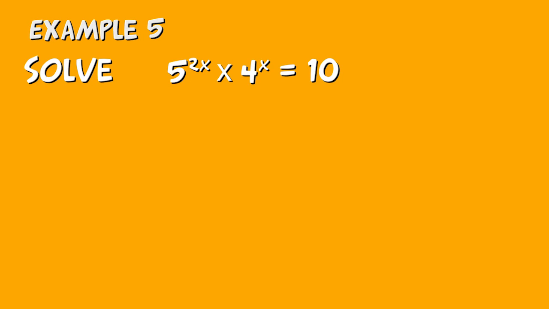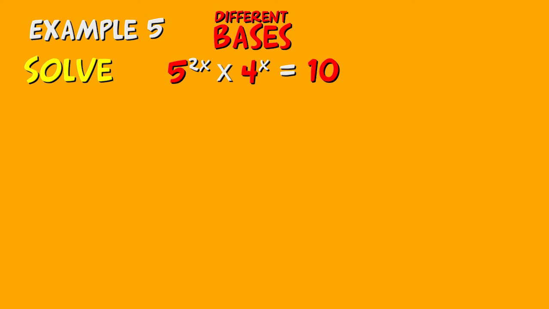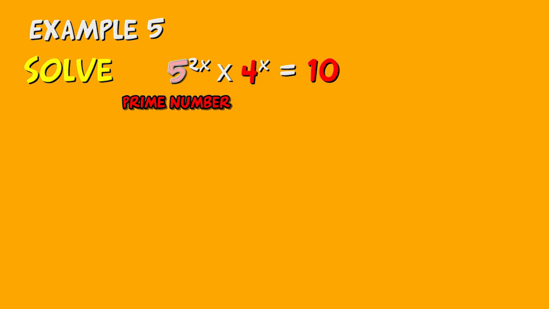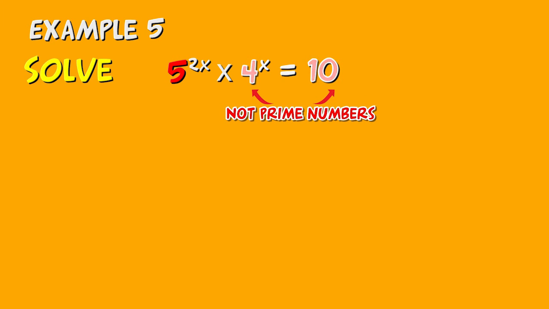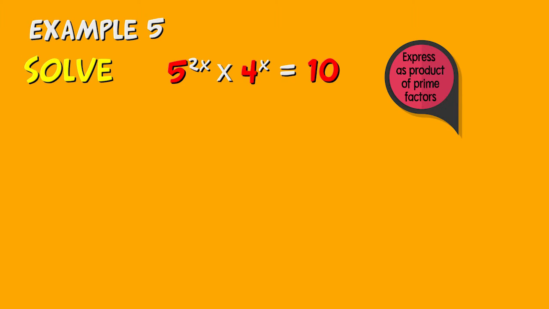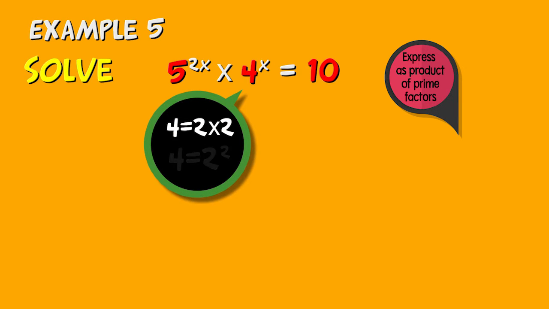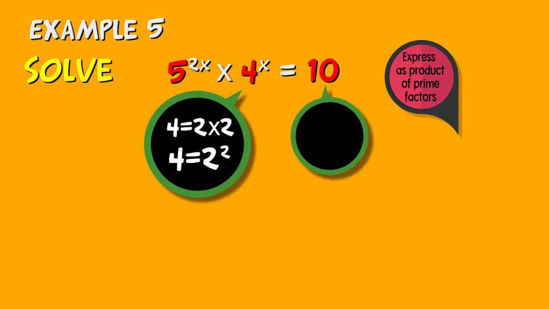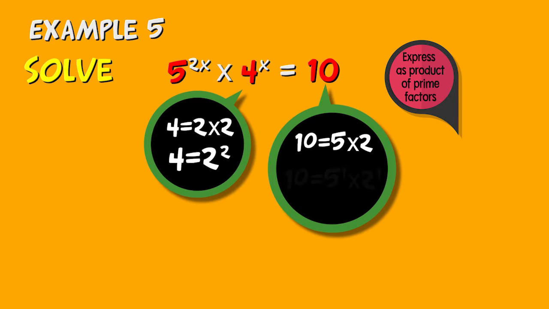Finally, let's look at this example with different bases. Similarly, let's try to get the bases to be the same. We know that 5 is a prime number, but both 4 and 10 are not. Thus, let's express 4 and 10 as a product of prime factors. We write 4 as a product of prime factors to give us 2 times 2, which is 2 squared in index form. Similarly, we write 10 as a product of prime factors to give us 5 times 2, which is 5 to the power of 1 times 2 to the power of 1 in index form.